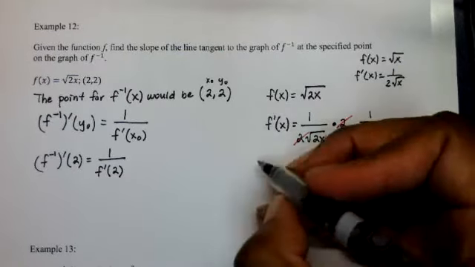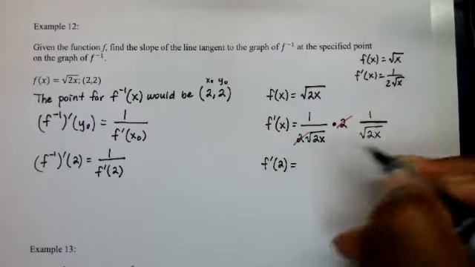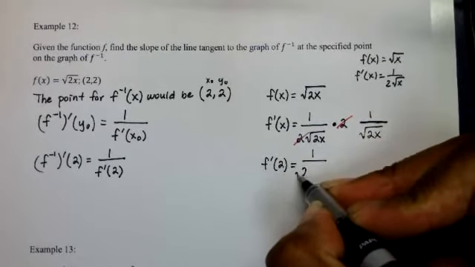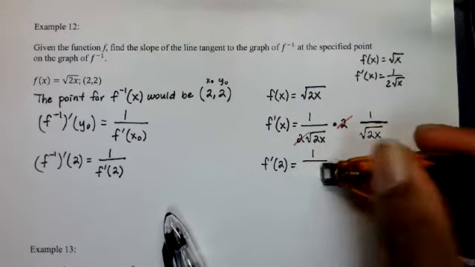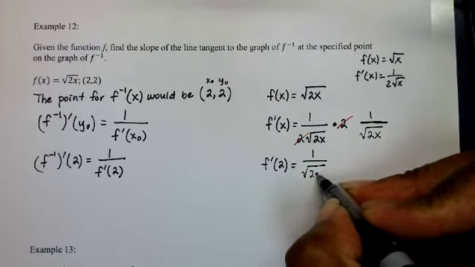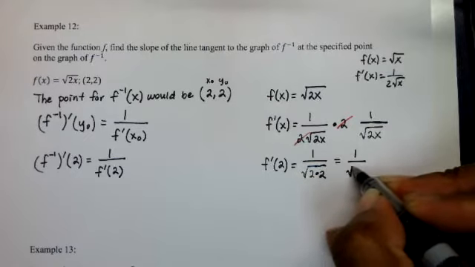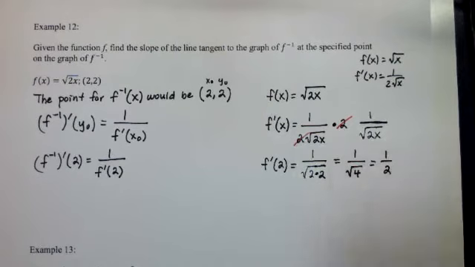Now let's evaluate f prime of 2, and that's by replacing the x with 2. So it'll be 1 over the square root of 2 times 2. So this will be 1 over the square root of 4, and the square root of 4 is 2. So f prime of 2 would be 1/2.